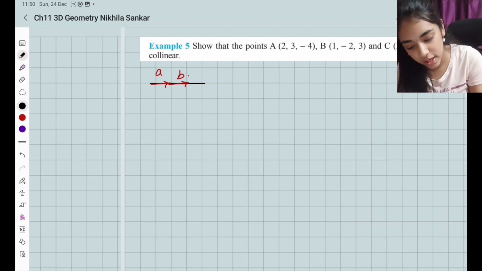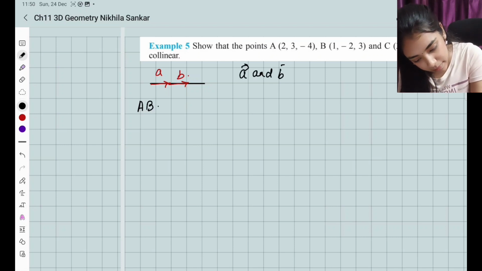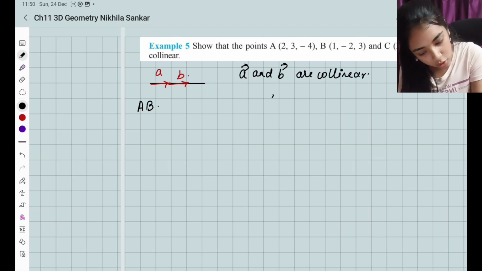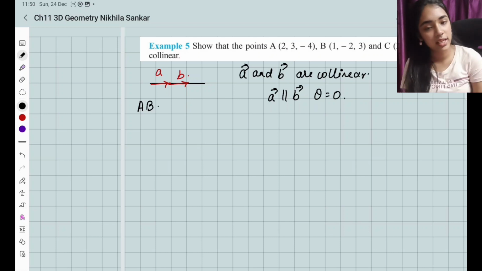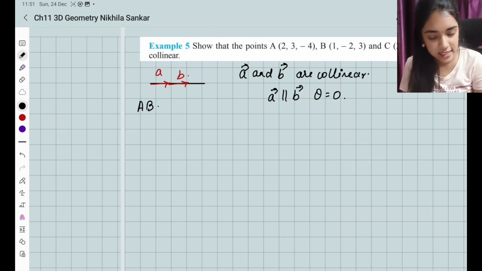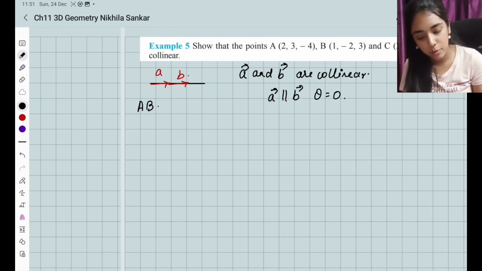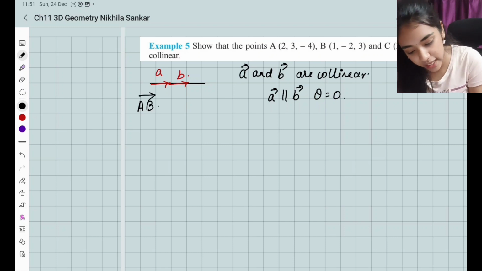So first of all, I have my point A and B. இதை இன்னும் எப்படி ப்ரூவ் பண்ணலாம்? Since A and B are collinear, we can also say that A is parallel to B with an angle of 0 degree. புரியுதா? Is this okay? Is this correct? So இப்போ நம்ம இந்த கேஸ்ல என்ன பண்ண போறோம்? So first of all, I'm going to find my AB vector.